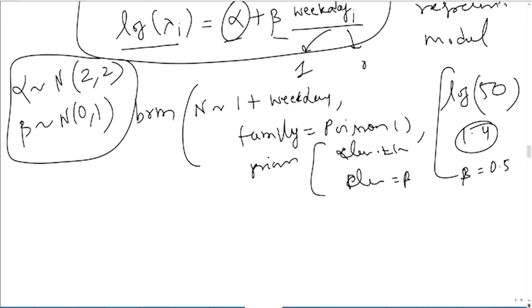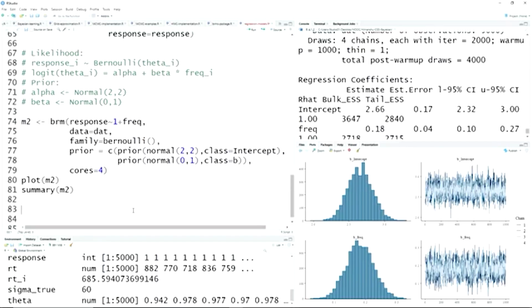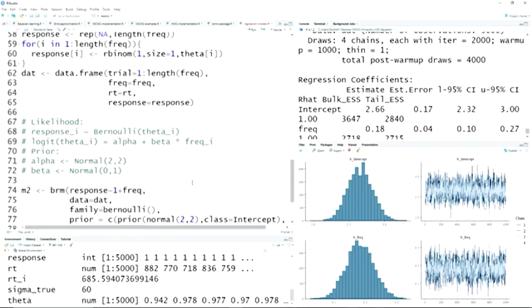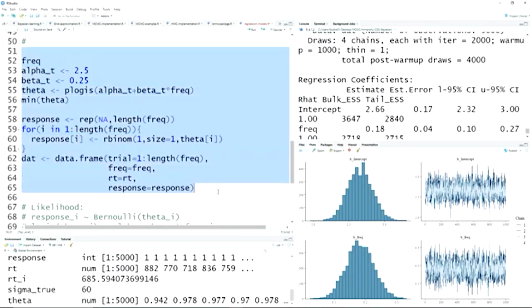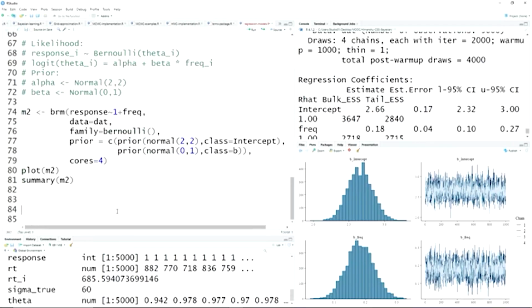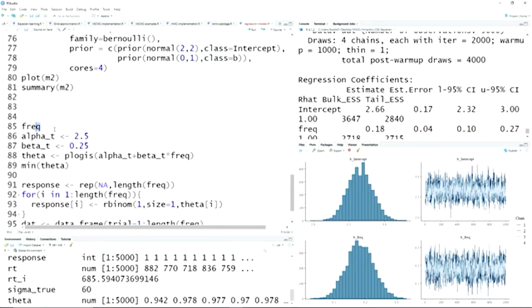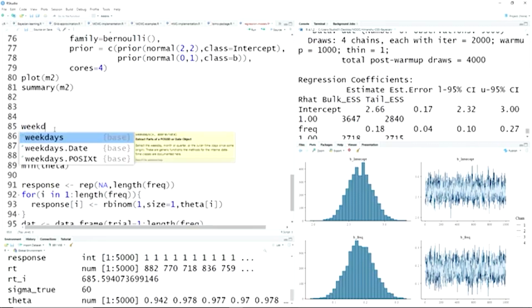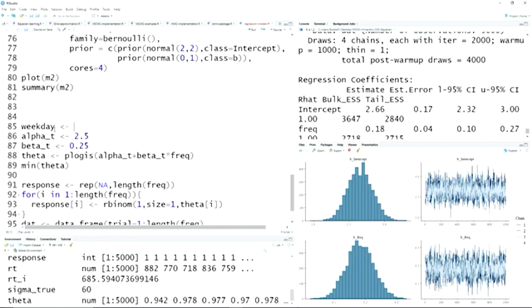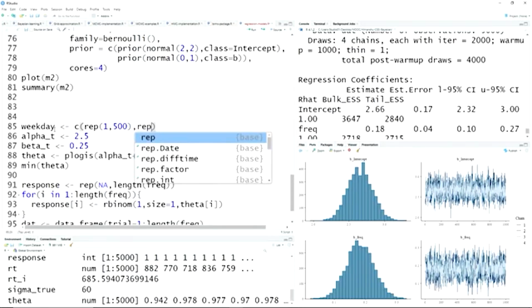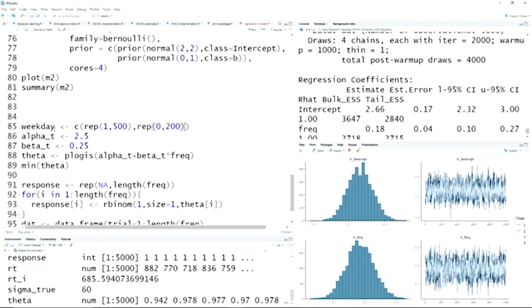To implement it in BRMS, let us generate a little bit of fake data in the same way as we generated here, and then we fit a Poisson regression model. So rather than frequency, now you generate weekday kind of data. So let's say this is c of repeat 100 times, okay, 500 times, and repeat 0 200 times.